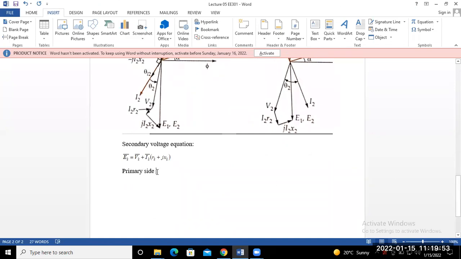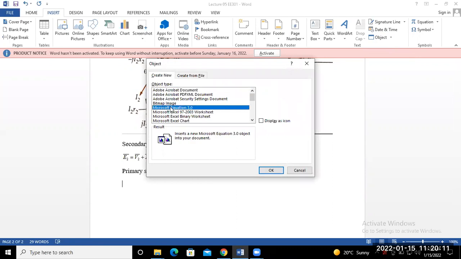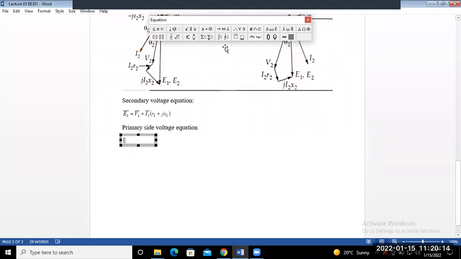So the primary side voltage equation you can write here: V1 equal to V1 dash plus I1 R1 plus j I1 X1.